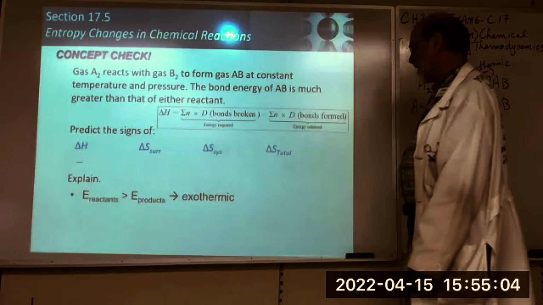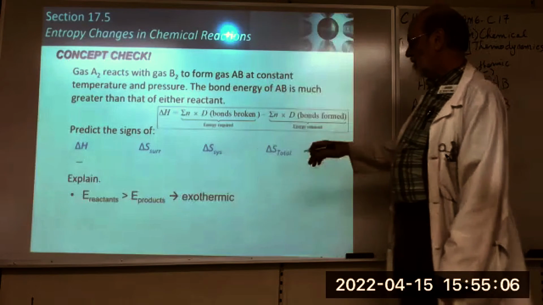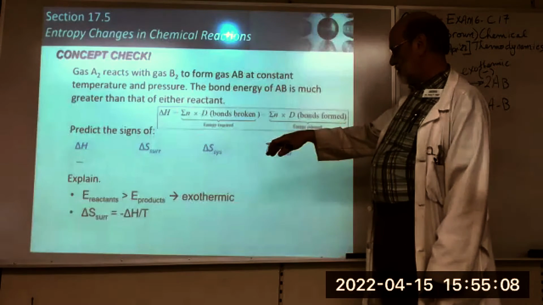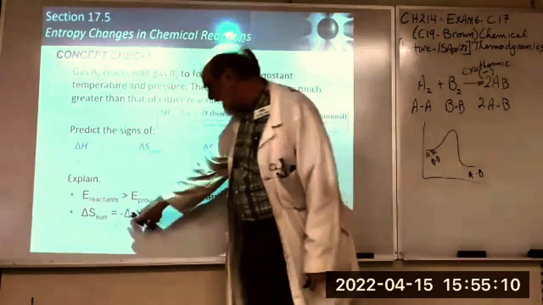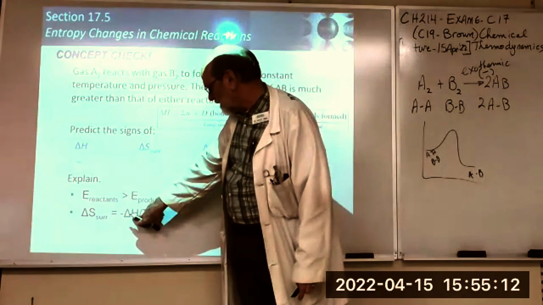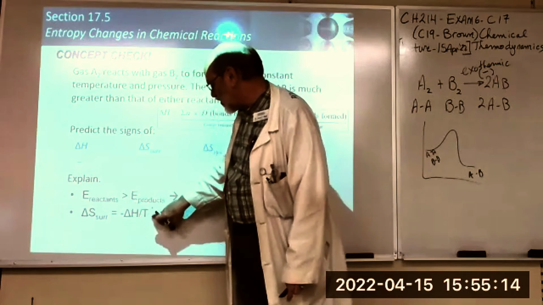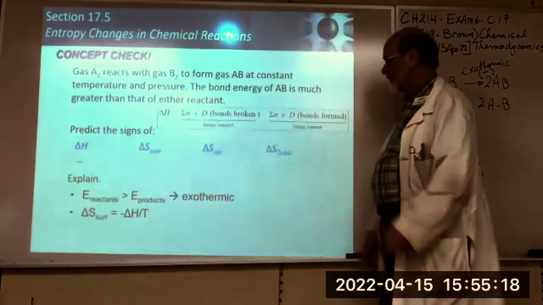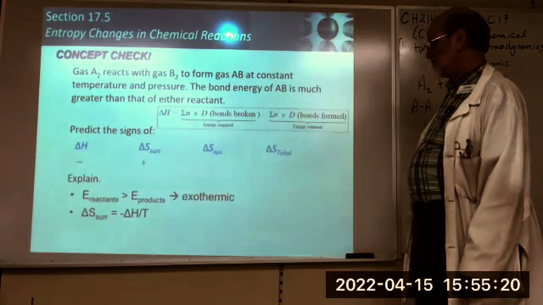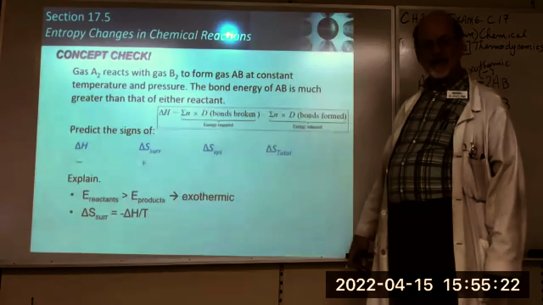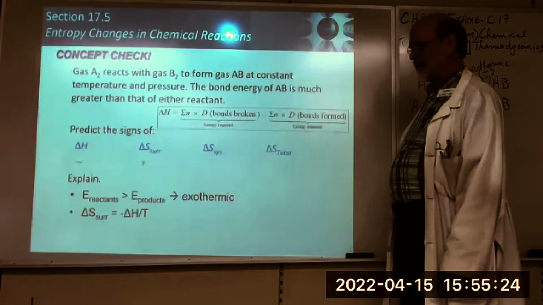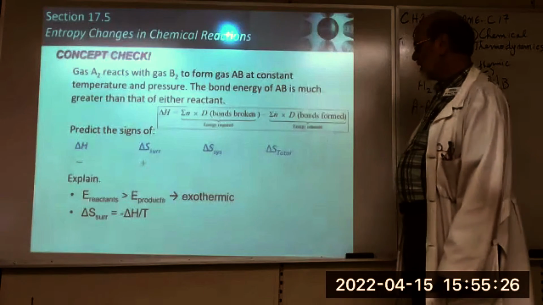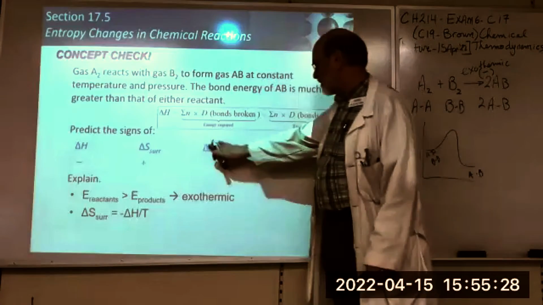Well, how about the others? If we know this is negative, then that makes this whole value positive, and this one should be positive. Right? The enthalpy of the surroundings should be positive. How about the enthalpy of the system?